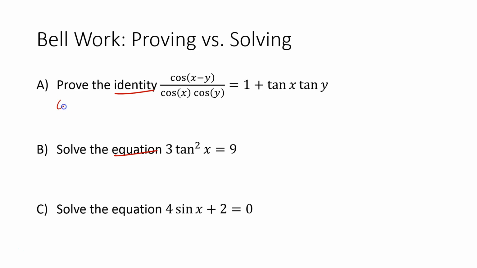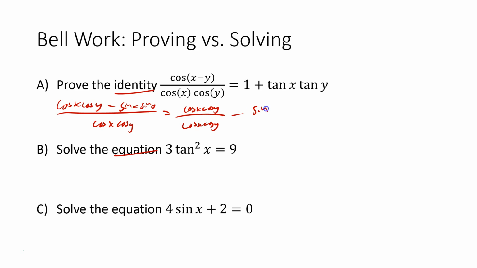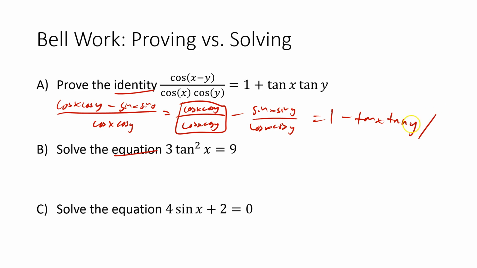So cosine of x minus y is cosine x cosine y plus sine x sine y, divided by cosine x cosine y, excuse me. Now we can split that up across that negative sign, so we break it apart. So that is cos x cos y over cos x cos y, minus sine x sine y over cos x cos y. Well, this is 1, and this is sine x over cos x, tan x tan y, which is what we're going for.